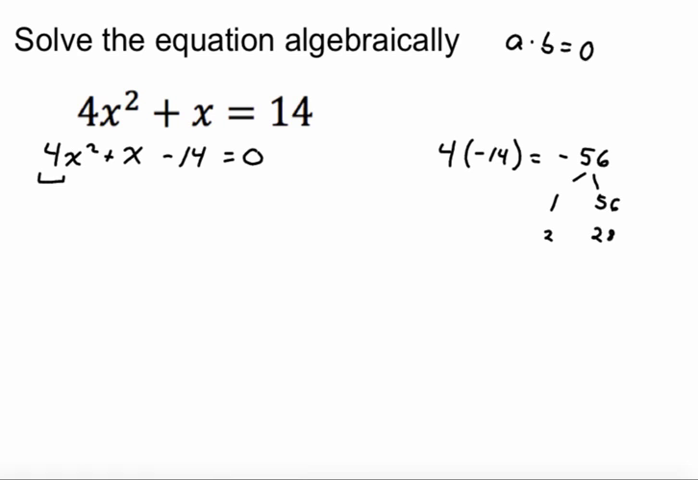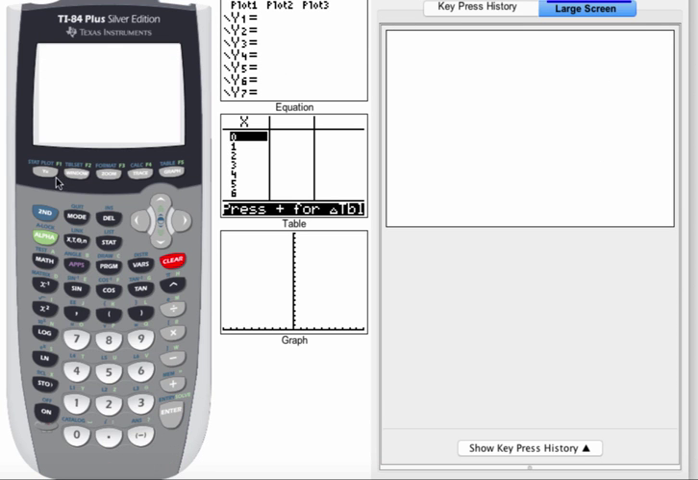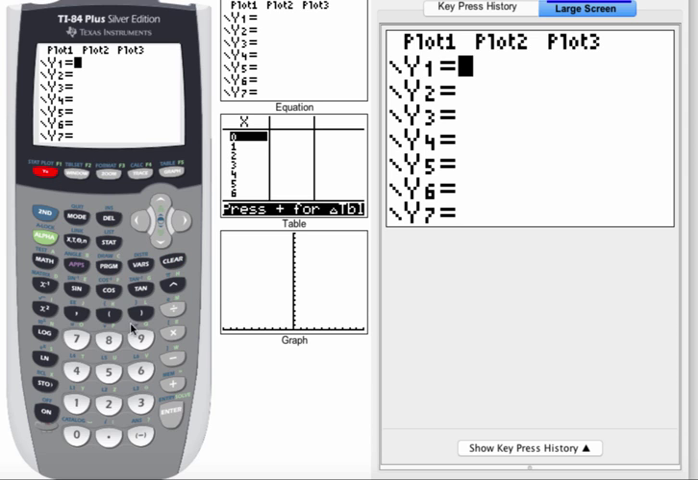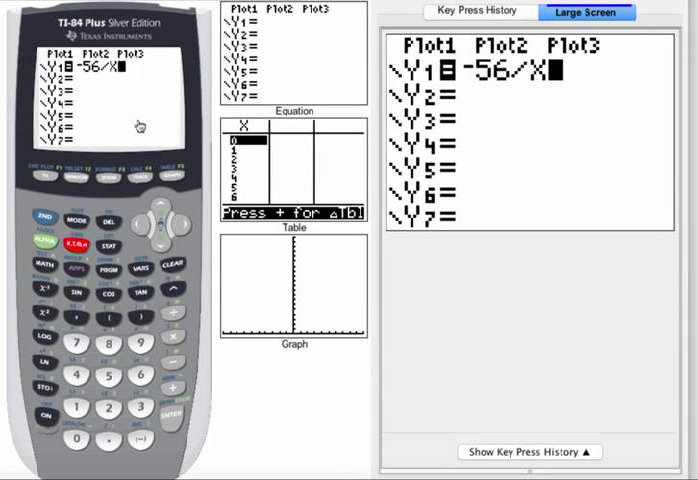So in this case, what you can do is grab your calculator and let it do some of the grunt work for you. So I'm going to go into y equals, and I'm going to take my negative 56 and divide it by x. Now, when I go into my table, and remember the table is right here above the graph, probably we should go into table set first to make sure everybody's on the same page.